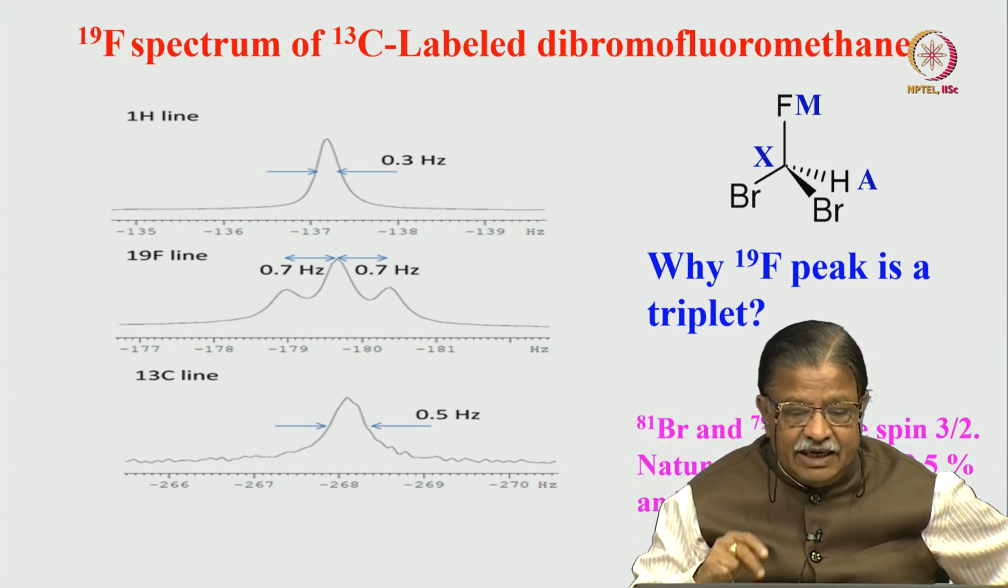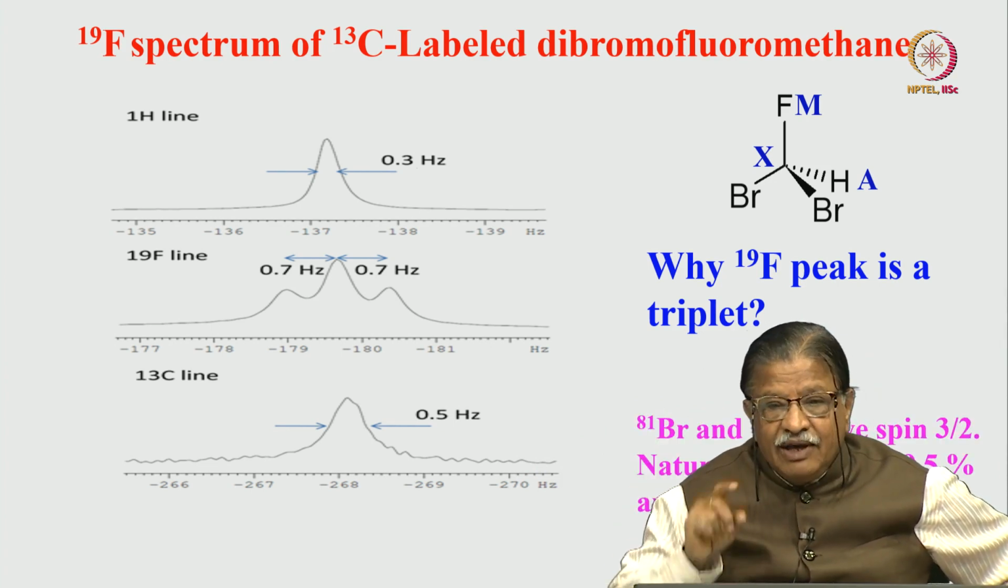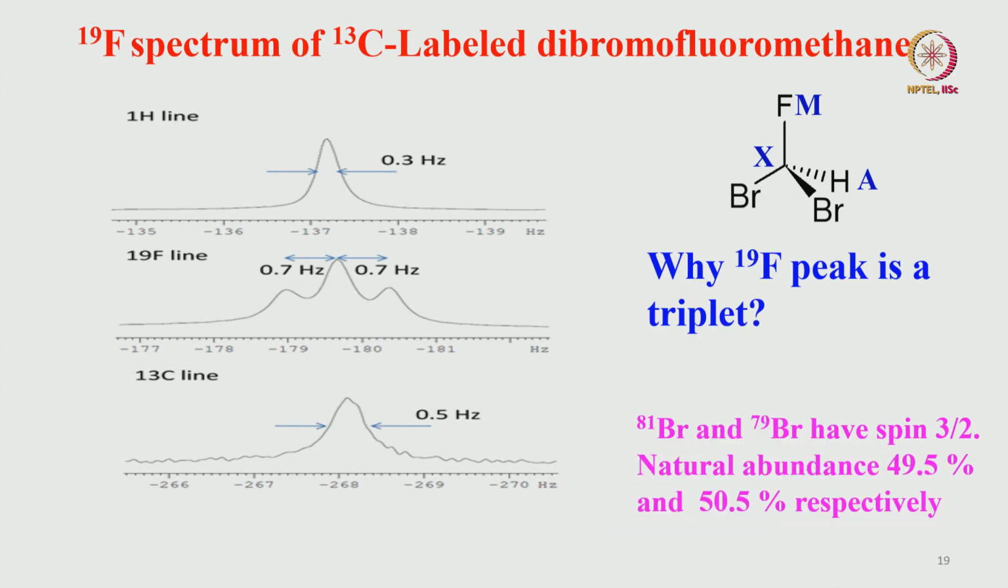We will understand that. For that, we have to go into what is called isotope effects. Bromine 79 and bromine 81 both have spin 3/2. Both have a natural abundance of about 49.5, so I will say 50-50. Both of them are of equal abundance, both are spin 3/2. That is what I told you when I analyzed the bromine coupling to fluorine in the previous example.